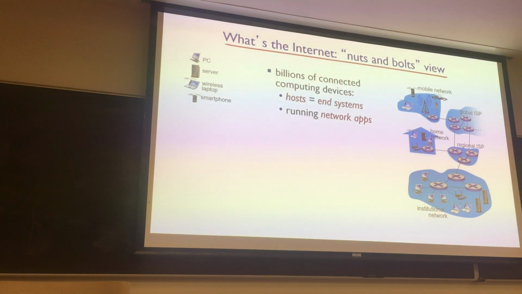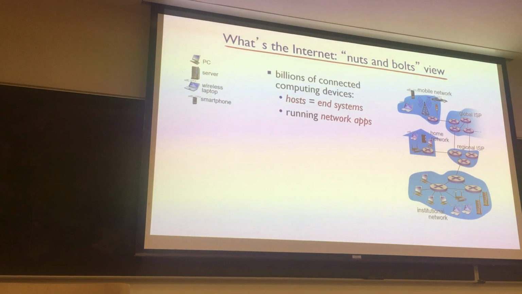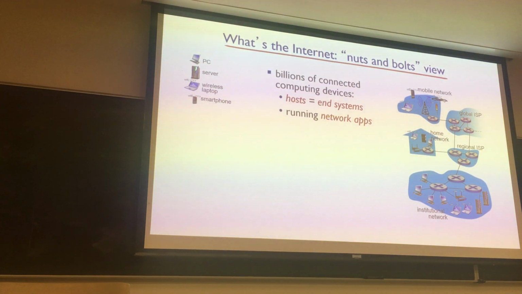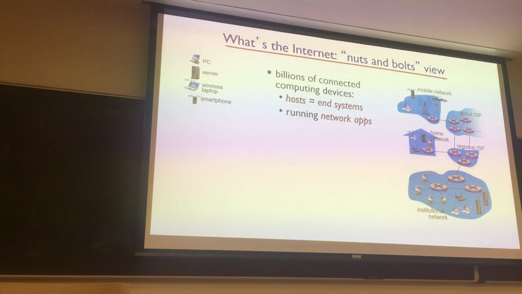First, the internet is made up of billions of connected computing devices. And these are all examples. You can think about cell phones, servers, and laptops. They are all hosts for the internet. The internet actually doesn't discriminate between servers or cell phones. To the internet, they are all hosts, end systems, or endpoints.